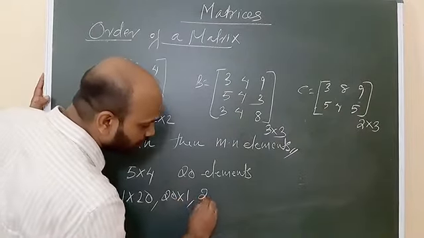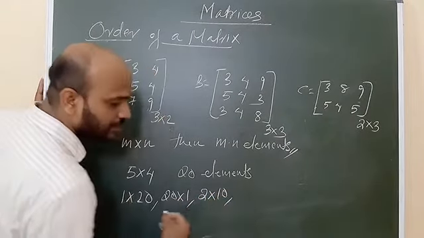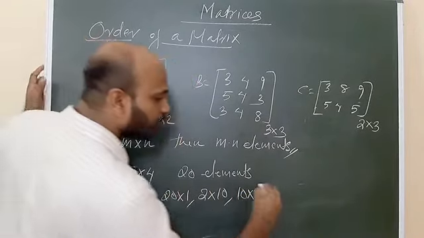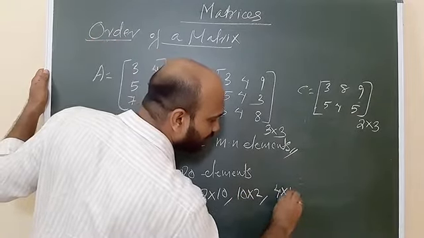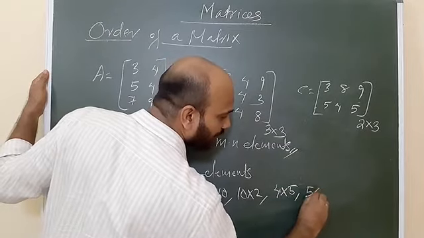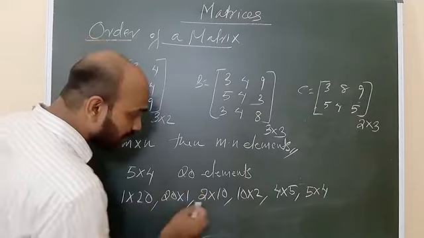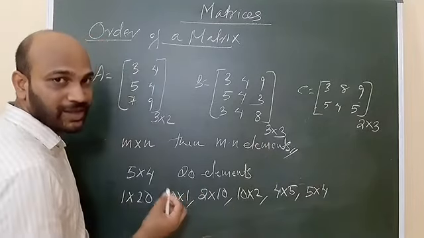Third way, 2 by 10. And the fourth one is 10 by 2. Fifth one, 4 by 5. Sixth one, 5 by 4. Means we can represent 20 elements in 6 different ways.